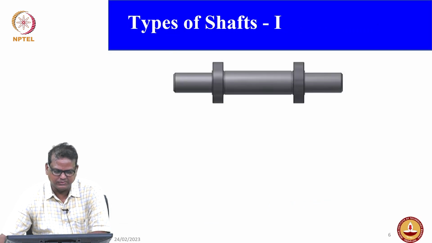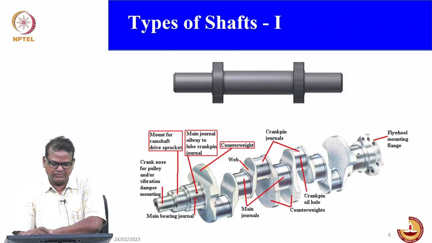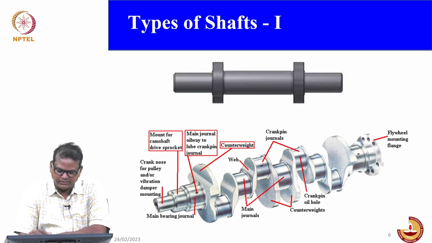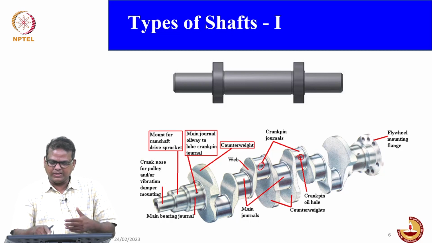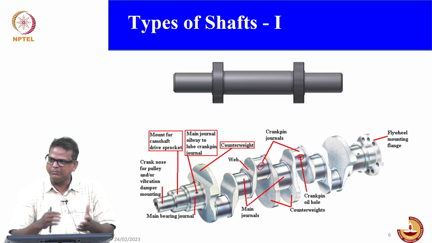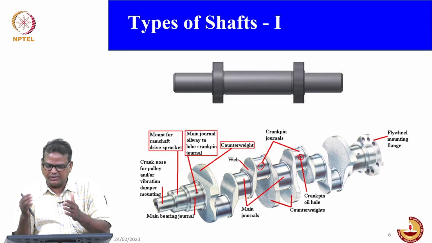You can see this is your typical crankshaft, right? Wherever you see the holes, you can see this is very shiny, which is for the journal bearing aspect. So the lubricant will flow through that and try to minimize the friction and wear. That's one thing.